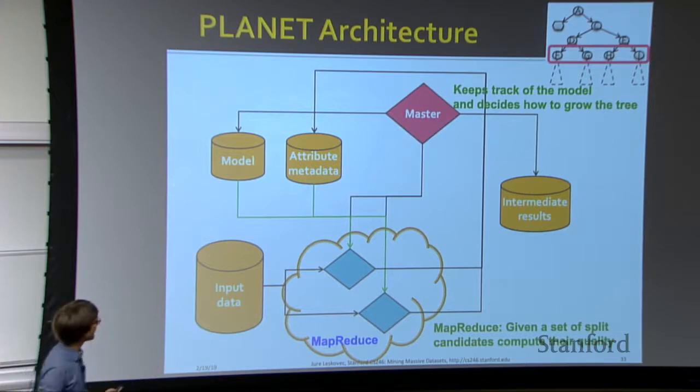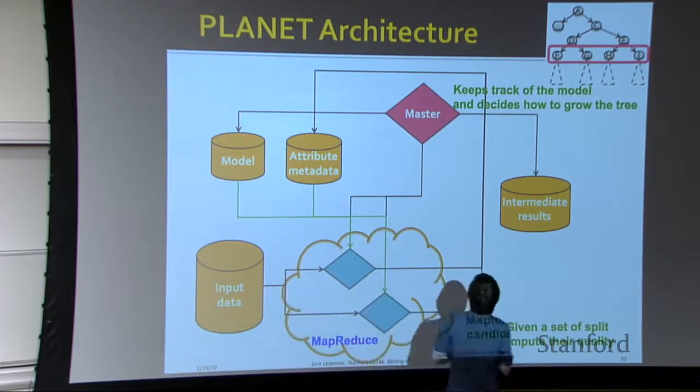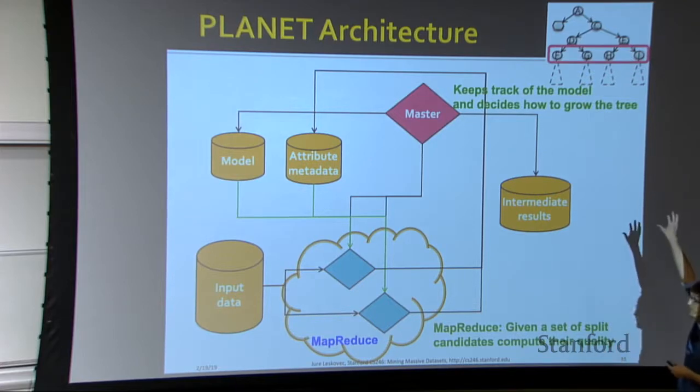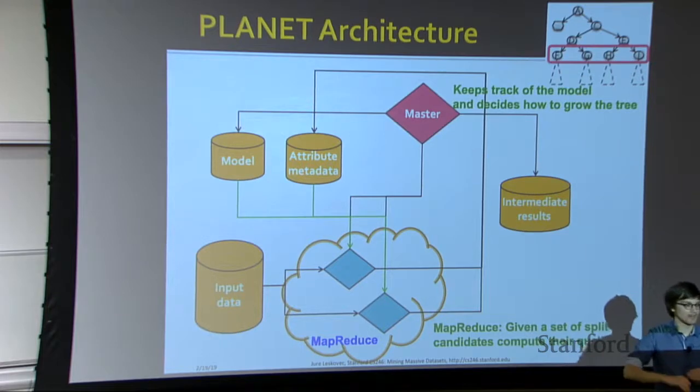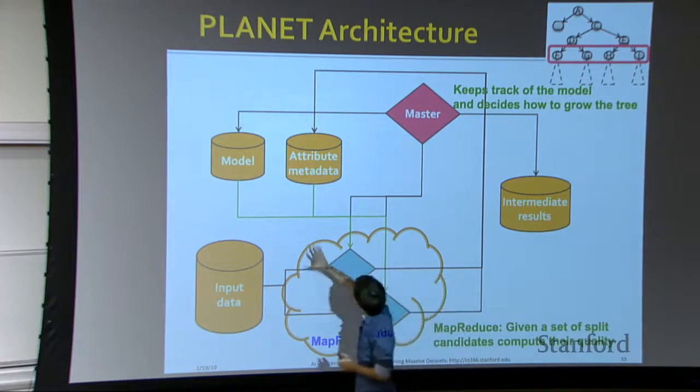So this will be a sequence of MapReduce jobs. So it will be kind of a bit complex. But the idea is that I will have this master. This master keeps track of everything and decides how to grow the tree. Right? We will have some tree that we want to keep growing. We will grow it level by level. So growing it for one level, what I show in red up there, that is one MapReduce job. So if I want to grow it for three levels, I will have to go through three MapReduce jobs. Okay?